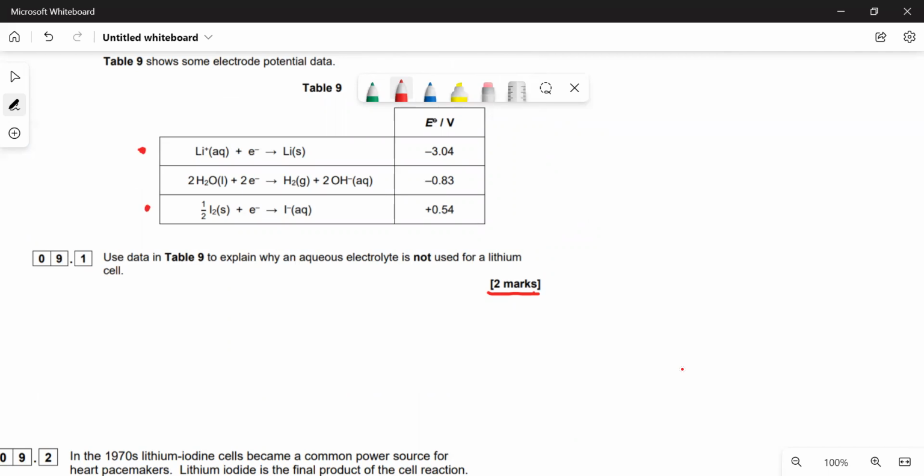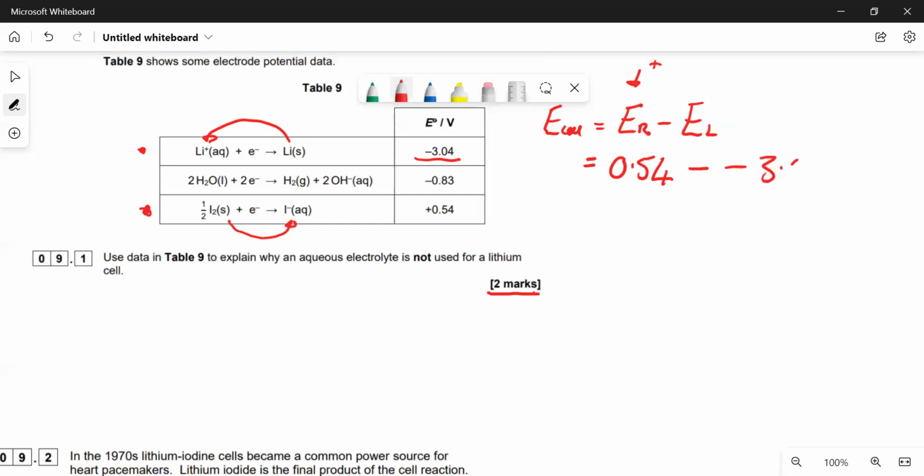We're going to get that one going backwards because it's most negative, and this one going forwards because it's the most positive. We're going to have E cell is equal to E right minus E left. The convention is always to put the most positive on the right hand side. The most positive one we have here is the iodine, so that's 0.54, minus the E left, so that's minus minus 3.04.